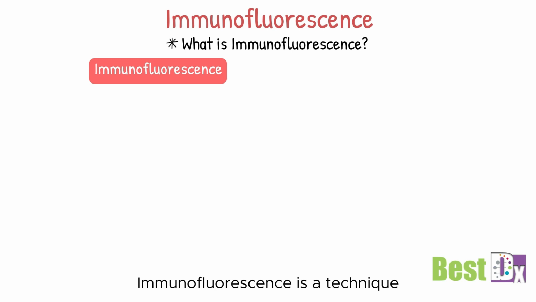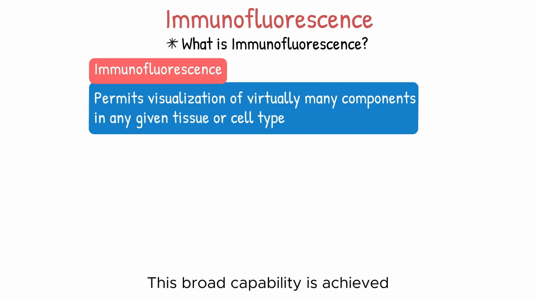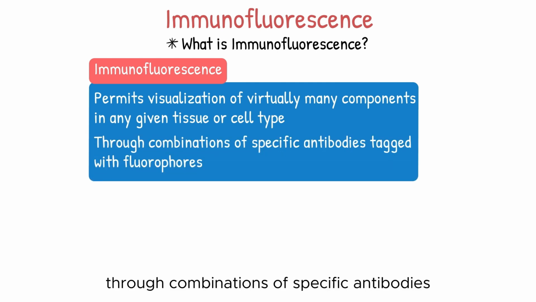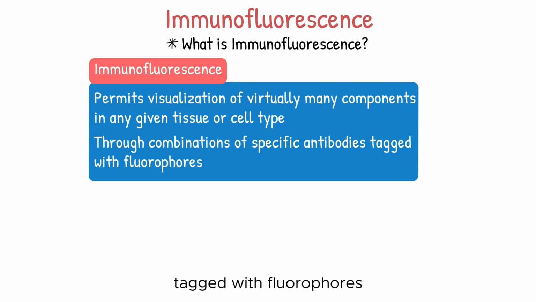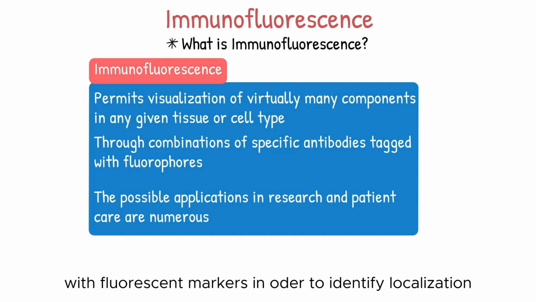Let's get started. Immunofluorescence is a technique that permits visualization of virtually many components in any given tissue or cell type. This broad capability is achieved through combinations of specific antibodies tagged with fluorophores. Consequently, the possible applications in research and patient care are numerous. Immunofluorescence uses antibodies to label proteins or other targets with fluorescent markers in order to identify localization and expression levels in cells and tissues.